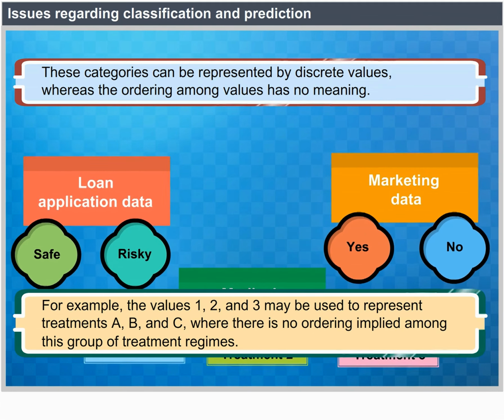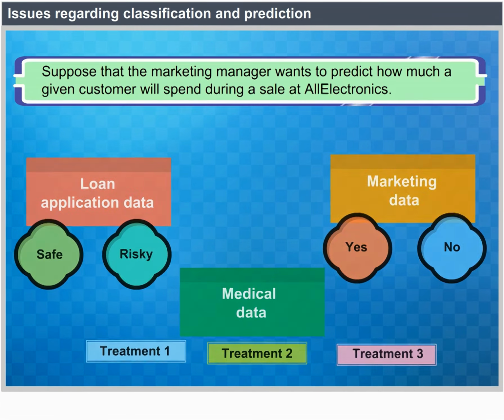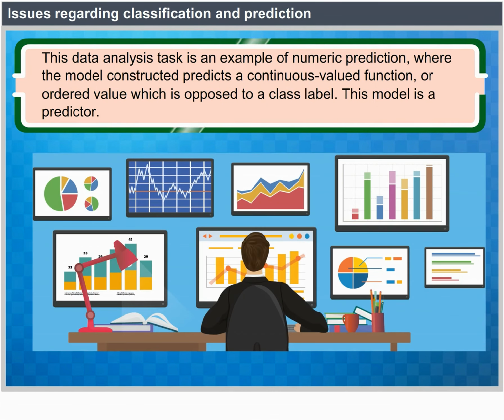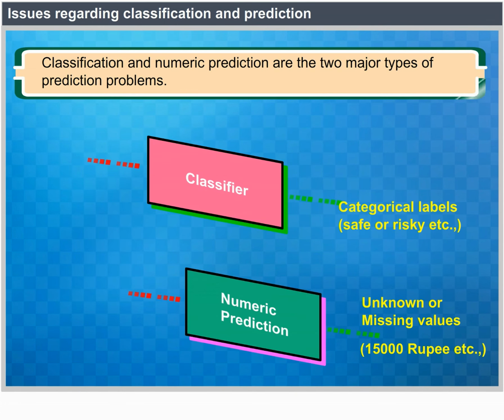Suppose that the marketing manager wants to predict how much a given customer will spend during a sale at All Electronics. This data analysis task is an example of numeric prediction, where the model constructed predicts a continuous valued function or ordered value as opposed to a class label. This model is a predictor. Regression analysis is a statistical methodology that is most often used for numeric prediction. Hence, the two terms tend to be used synonymously, although other methods for numeric prediction exist. Classification and numeric prediction are the two major types of prediction problems.